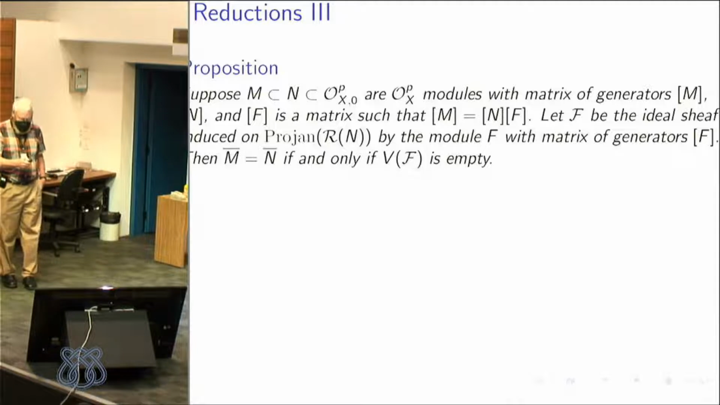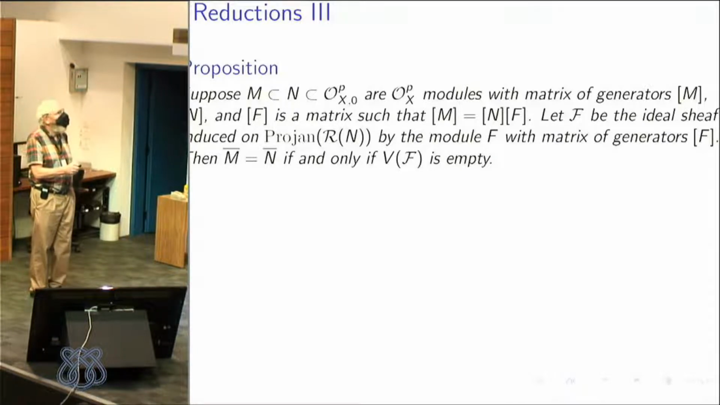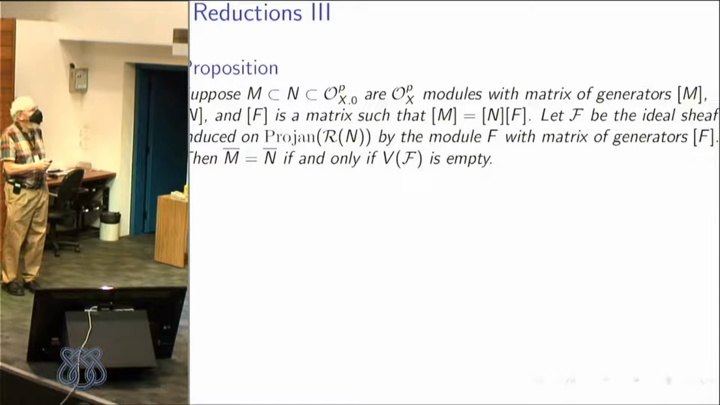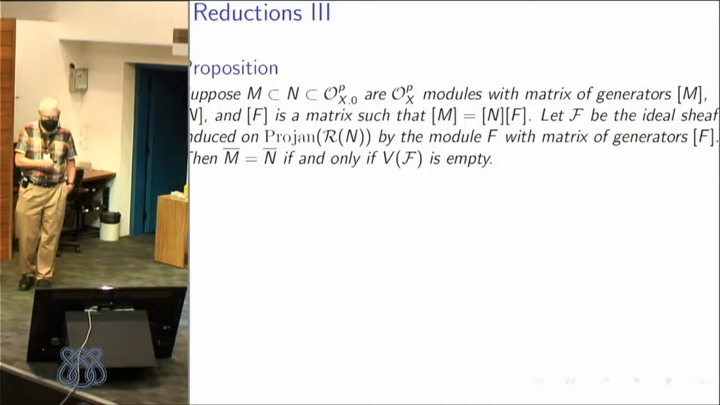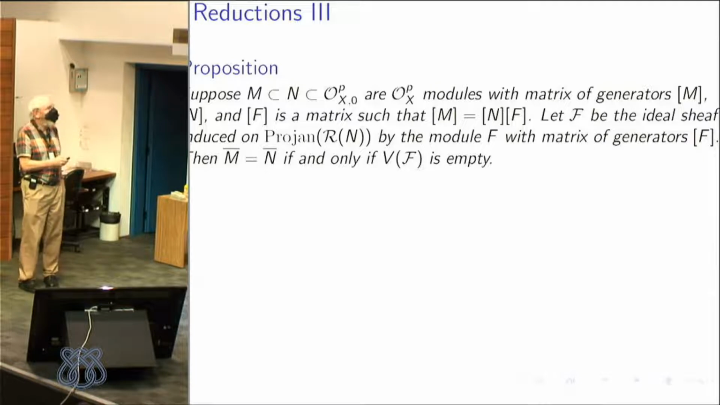Supposing I take my submodule M and I write it as N applied to this matrix F, then if we let F be the ideal sheaf induced on Proj R_N by this module with matrix of generators F, then this ideal sheaf is just M tilde, just script M again. And then the theorem is that M bar is equal to N bar if and only if the vanishing of this is empty. Now this is the first of a couple of propositions that I don't have a chance to prove, but the proof is in the notes.